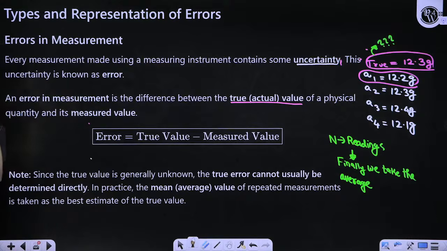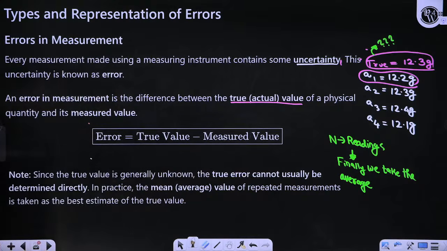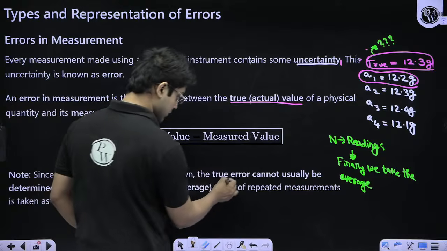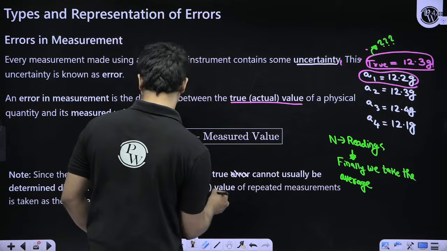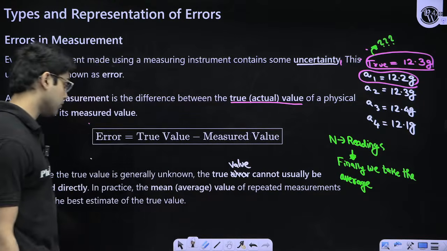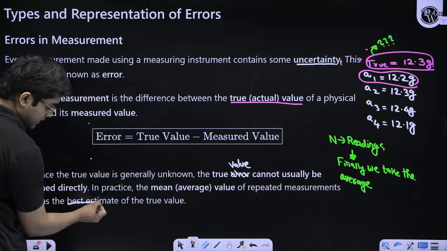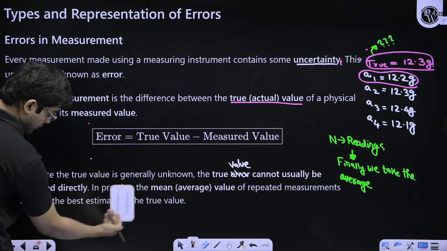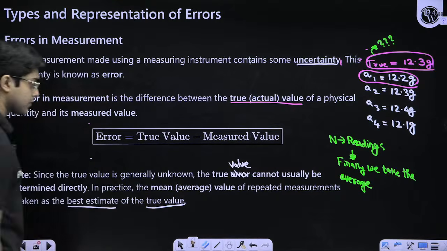Since the true value is generally unknown, the true error cannot usually be determined directly. This is not the true error. This is also the true value itself. True value we cannot simply determine. We have to take the average of multiple measurements and just consider that as the best estimate. Okay, we just consider that average as the best estimate of the true value. All right.